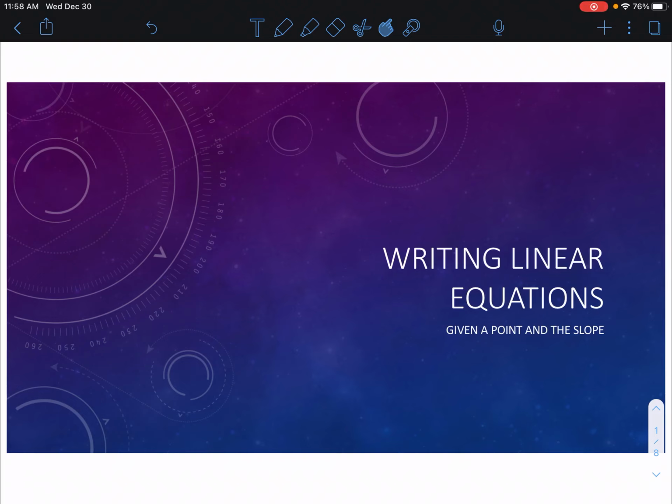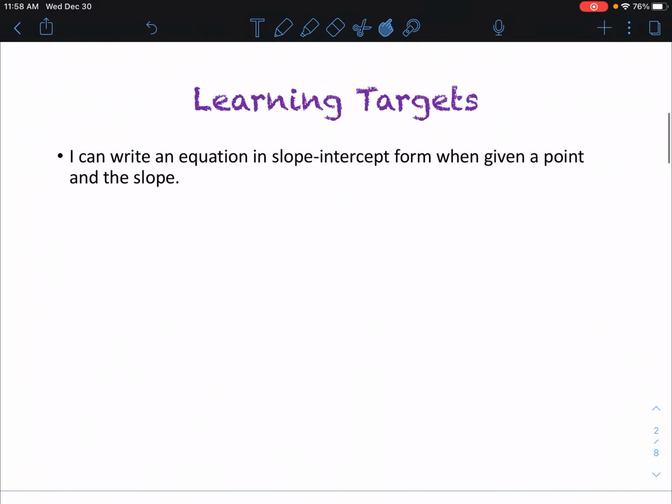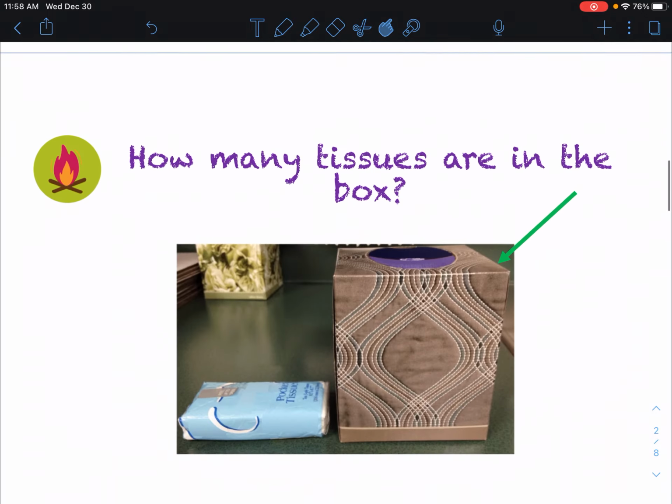Okay, so today we're going to talk about writing linear equations. We're going to get that started. We're going to do this a couple different ways. We've already done this a little bit with graphing. You were given a graph and then you had to write the linear equation for that in slope-intercept form. Today you're going to be given a point that's on the line and the slope, and you'll have to figure out what is the equation. Okay, so that's our learning target.